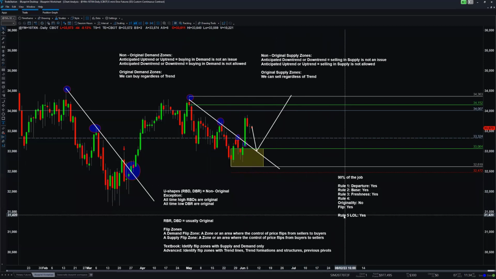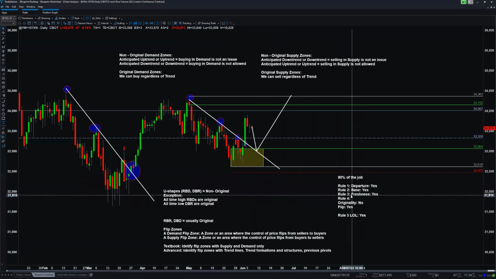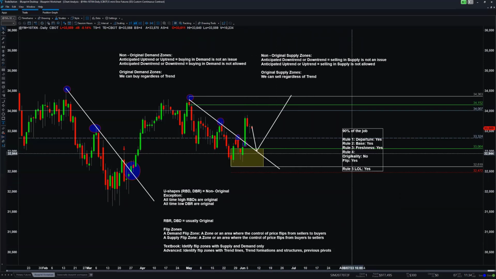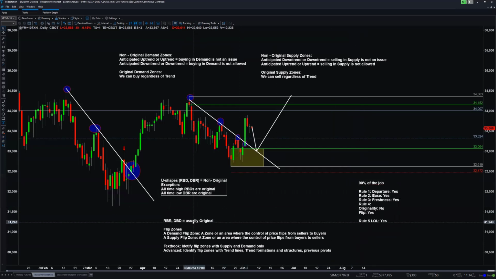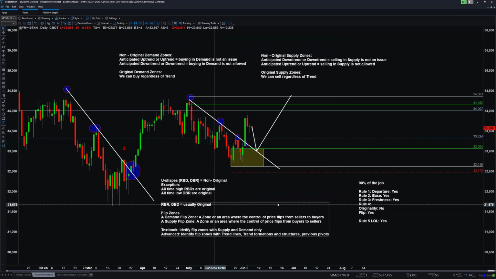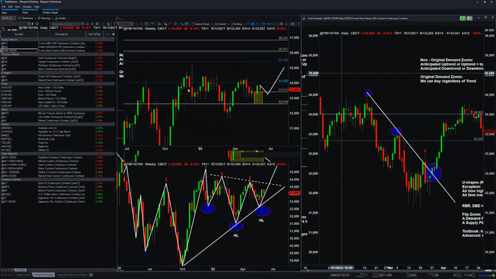Now we've gone through all of these rules, 5 rules in total, and 90% of the job is done. So what I want to do with you next is cover one more market, covering all of our 5 rules that we have done so far.